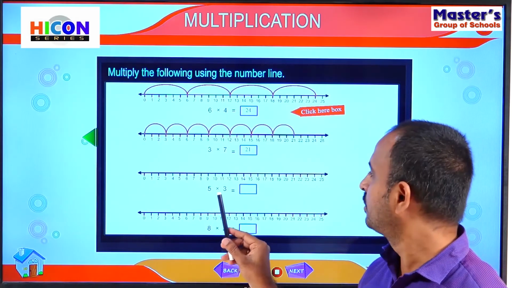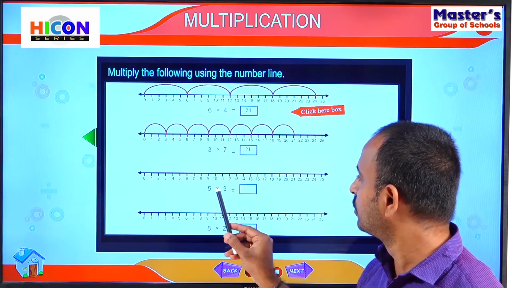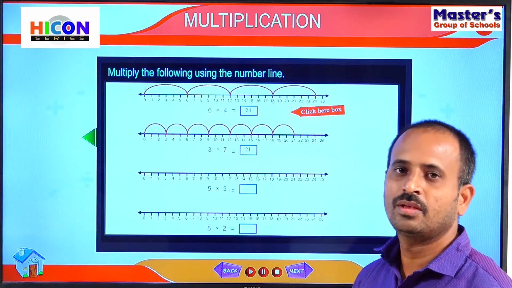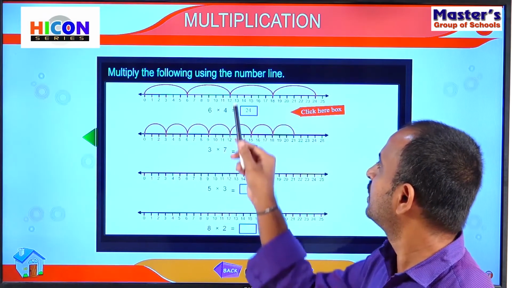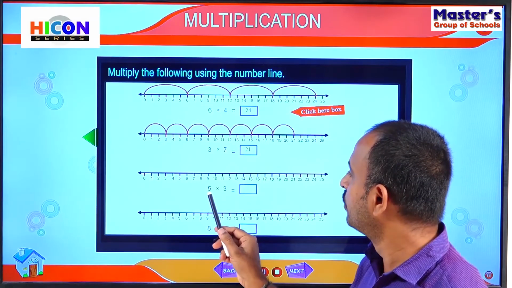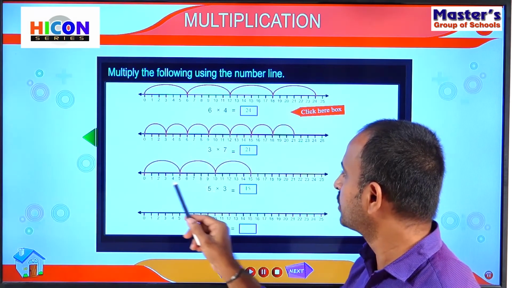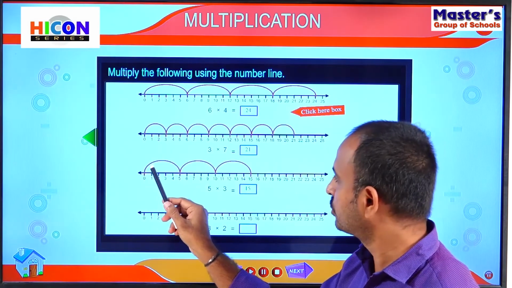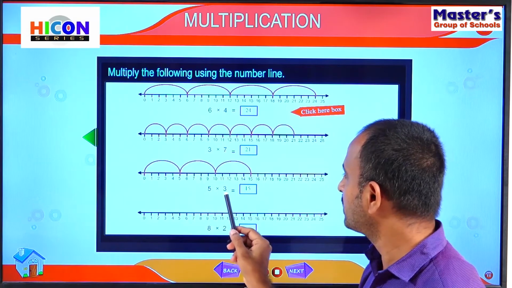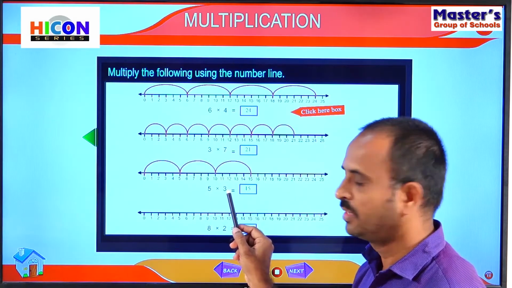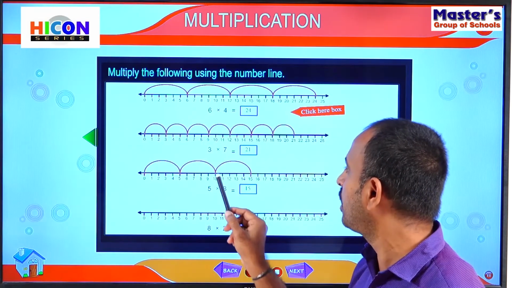The next problem is 5 into 3. That is, we have to multiply these 2 numbers on the number line. So how can we do this multiplication on the number line? As discussed in the 2 problems, first we have to start from 0. And how many steps do we have to move? What is the second number in the multiplication? 3. So here the second number represents the number of steps we have to move.